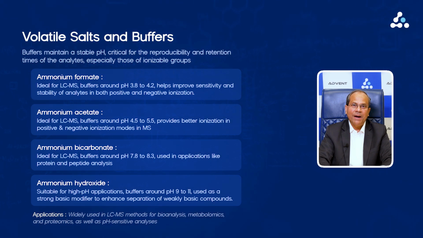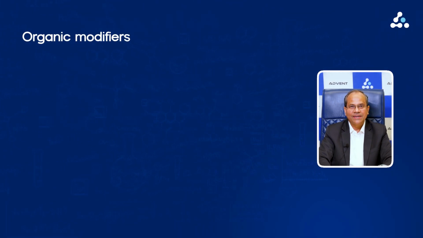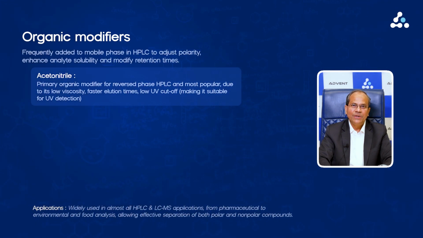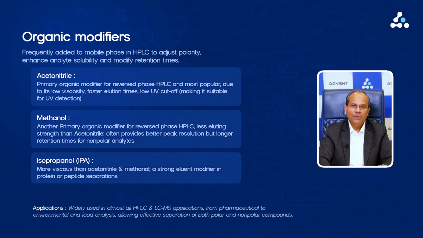On the other hand, ammonium hydroxide is suitable for high pH applications to enhance separation of weakly basic compounds. All these volatile salts and buffers are used widely for LCMS applications and pH sensitive analysis. Now coming to organic modifiers, frankly speaking, these are our main organic solvents used in mobile phase, among which methanol and acetonitrile can be termed as primary organic modifiers for reverse phase HPLC.